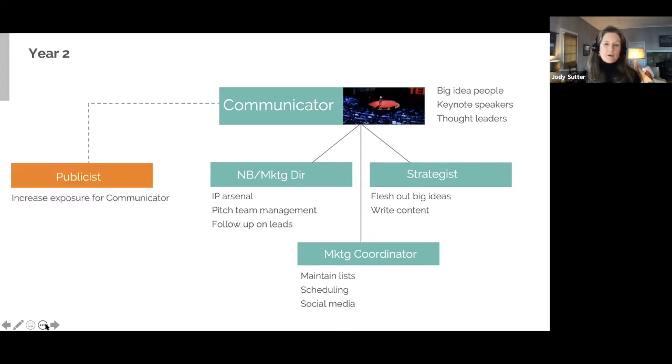Maybe even by year two, you want to think about an outside resource. And I think a lot of agencies, at least agencies here in the US, are only now starting to take advantage of the gig economy. They're only now starting to take advantage of the incredible wealth of talent who are independent contractors or freelancers or separate business owners. So a communicator is probably going to be really well served with a publicist who can increase the exposure the communicator has.